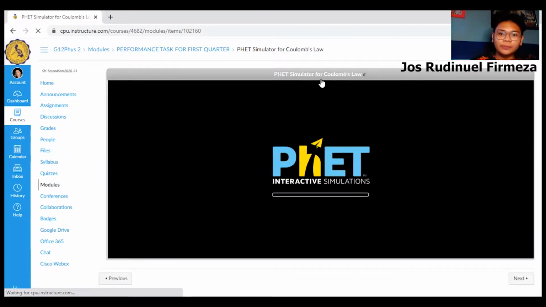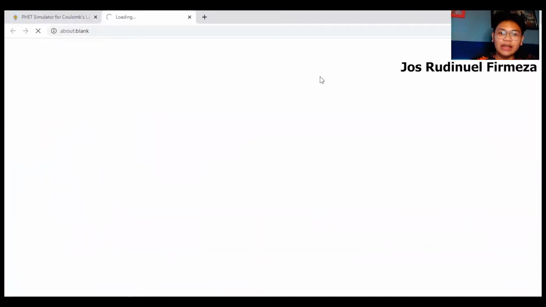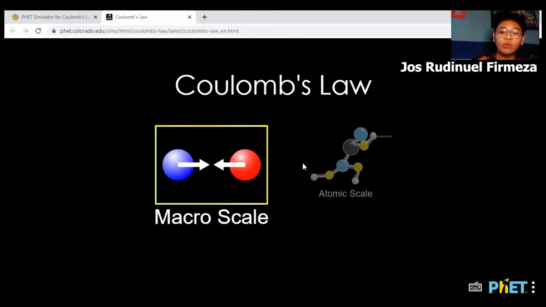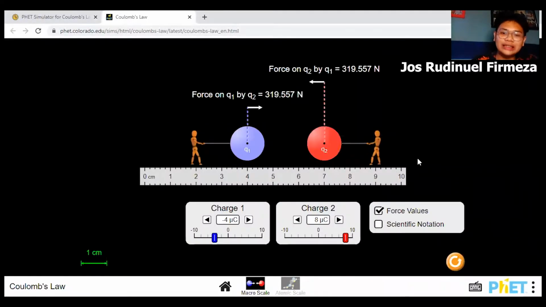Next is to wait for the application to be opened and to be fully loaded. Once the application has fully loaded, click the macro scale and you will see the two figures on your screen. In each table, there are different procedures. In table number 1, the distance between the charges is held constant. The first thing that the group should do is to discuss what distance they will be using. After the group has decided, move the two figures, which are the red and blue circles, to the distance that the group has decided.